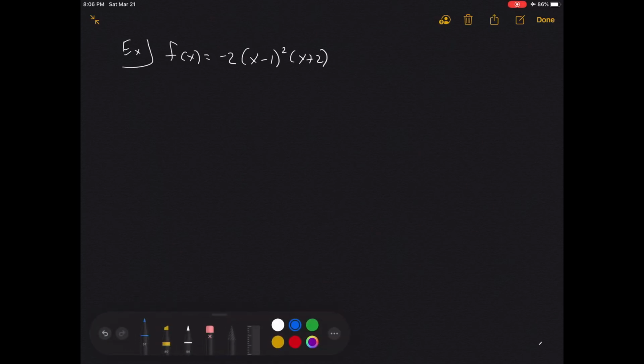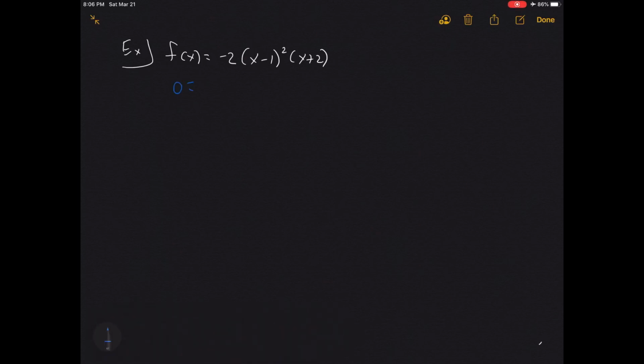All right, last example. If you think you've got it all, you probably don't even need to watch this one, but I'm going to do one more example of where we're going to graph a polynomial function. We're going to put it all together. So f of x will be -2 times x minus 1 squared times x plus 2. So again, I want to go ahead and I want to find the zeros.